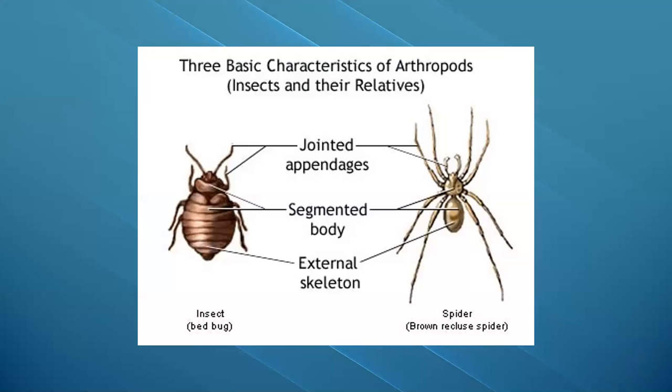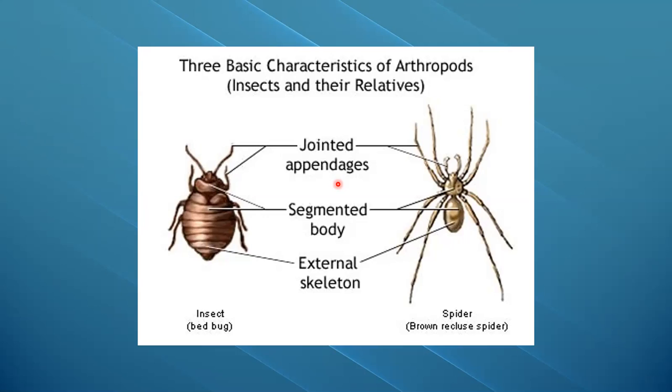So the basic characters of arthropods are that they have segmented bodies. Arthropods have a very unique feature of jointed appendages or jointed legs. Their legs are jointed. They are not in one straight part or two straight parts, but they are segmented. They are joined into 3-4 parts.